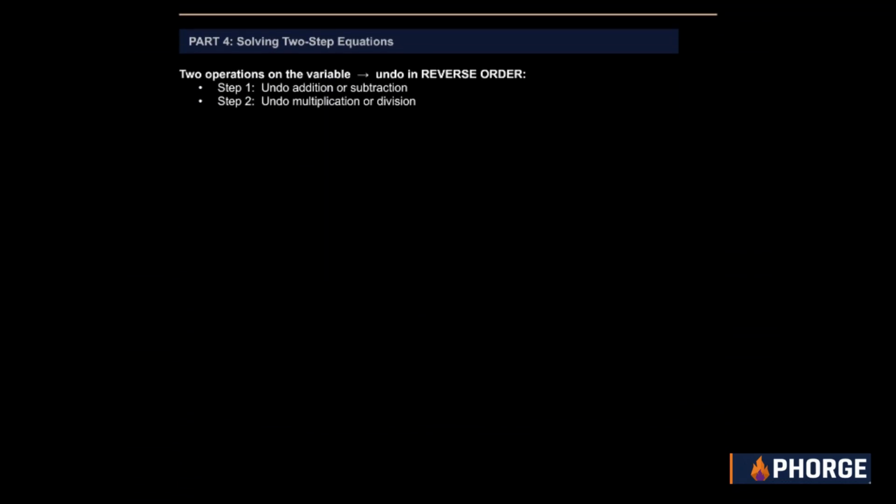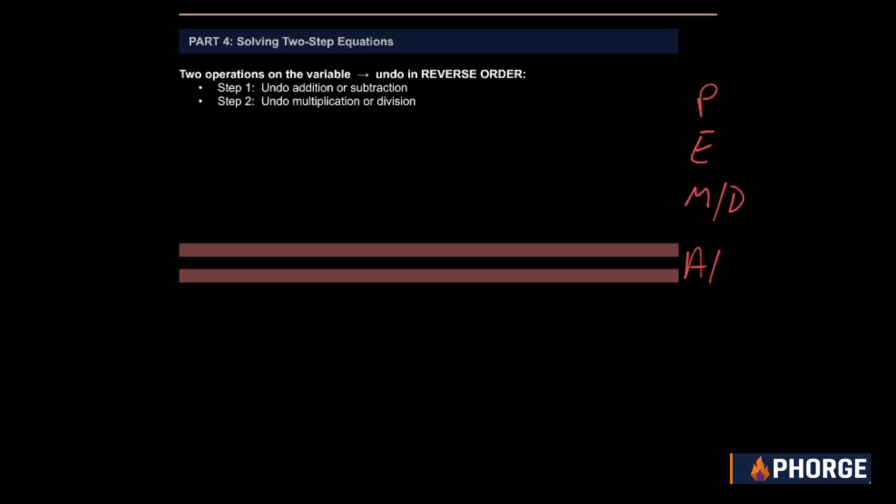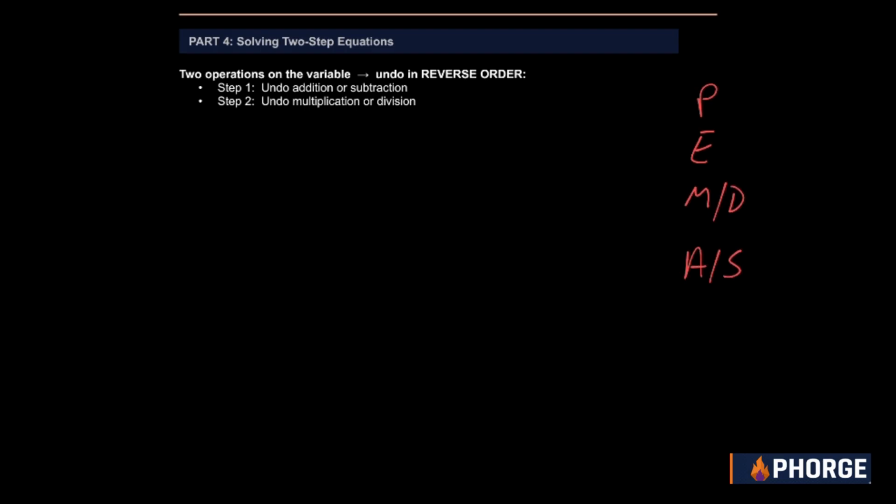Two-step equations. So two operations on the variable to undo in reverse order. So step one, we always want to start with the opposite of PEMDAS. So if you remember PEMDAS, we're going from bottom to top instead of top to bottom. We're going to start off with addition and subtraction, and then move on to multiplication and division, and then if there's any exponents or parentheses, we'll do those last.